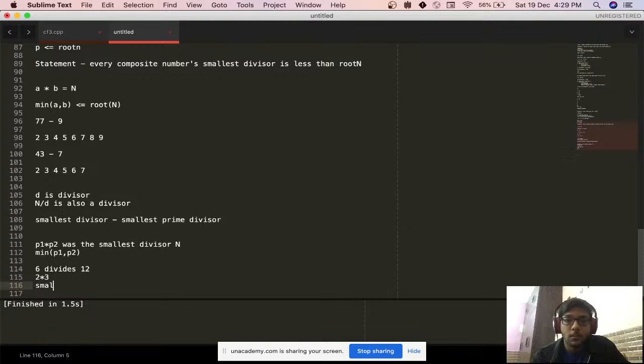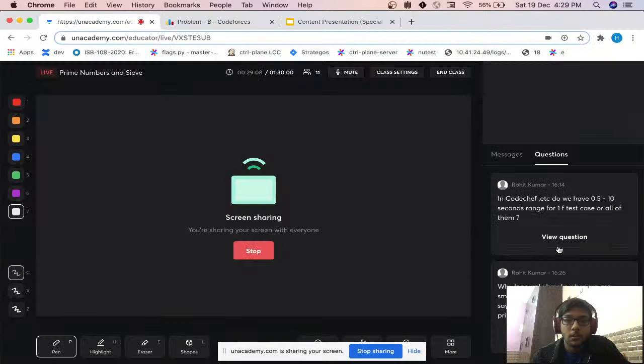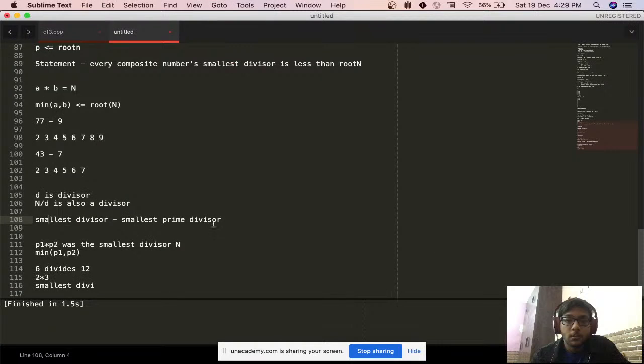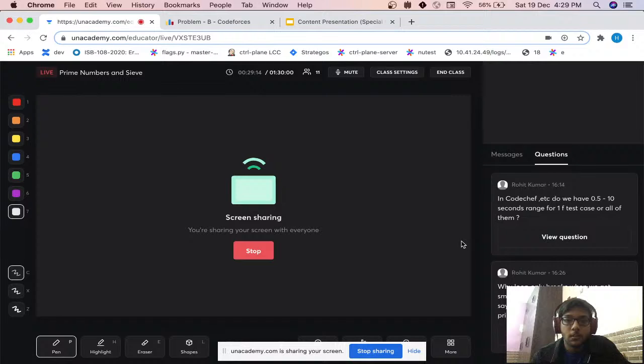Therefore the smallest divisor must be prime. Therefore our statement that 6 is the smallest divisor of 12 is wrong. So our assumption is wrong. So the smallest divisor is always the smallest prime divisor. I hope, Rohit, that's clear. The smallest divisor is always a prime divisor, because if it is not, we can get an even smaller number, right?